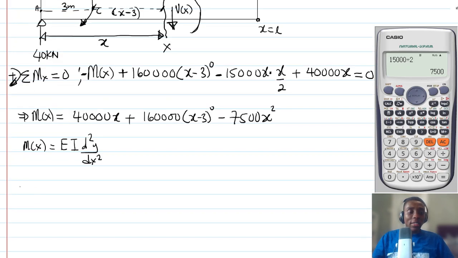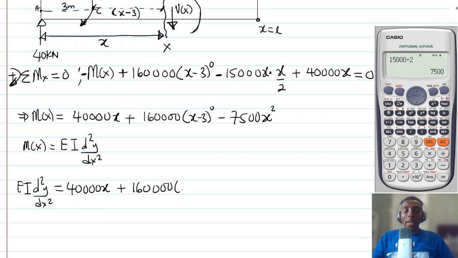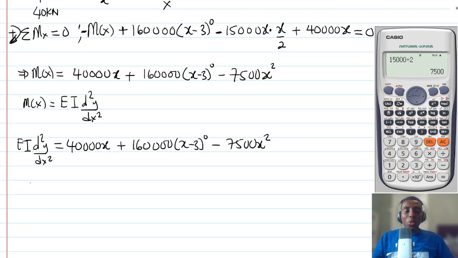But now that we have the moment, we will just equate the moment to whatever we have here. So we can write that EI d squared y dx squared will be whatever is here, and basically that is going to be what? So we have 40,000 x plus 160,000 x minus 30, and then minus 7,500 x squared.